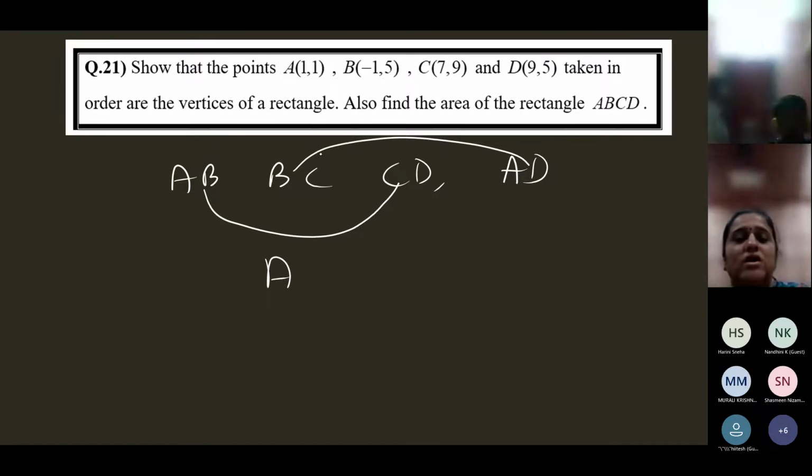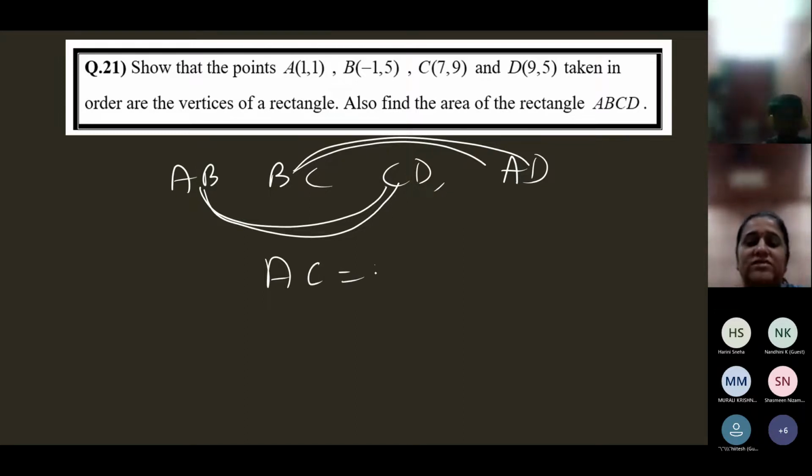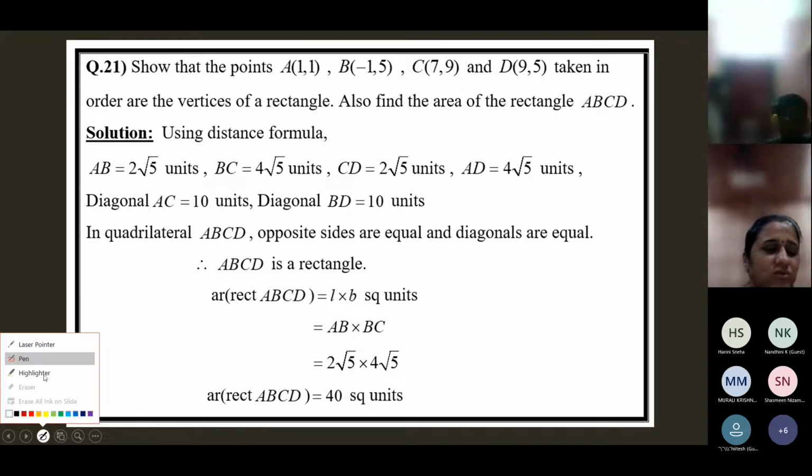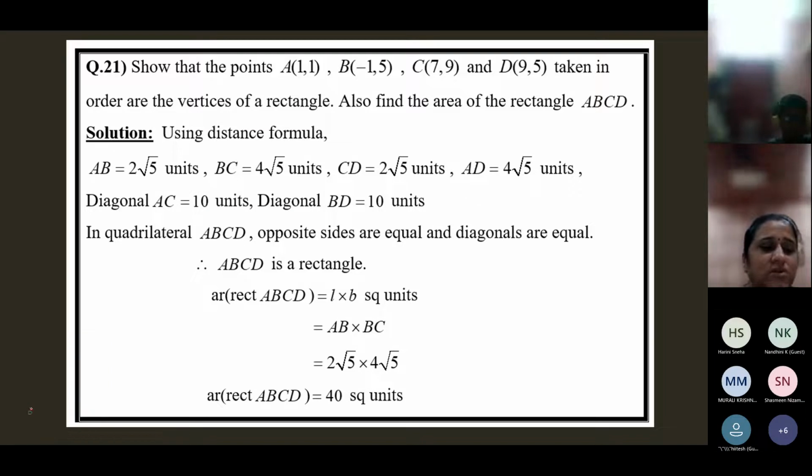You will have to prove that these 4 points form a rectangle. So AB should be equal to CD, BC should be equal to AD, and also the diagonals. If the diagonals are not equal, it's a parallelogram. When the diagonals are equal, it's a rectangle. So you must show that AC is equal to BD. And to find the area of the rectangle, length into width. I have not worked it in detail, children. You can just go through this. We can go to the next one because there's nothing much in this.